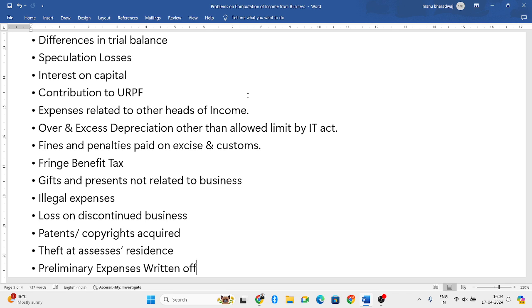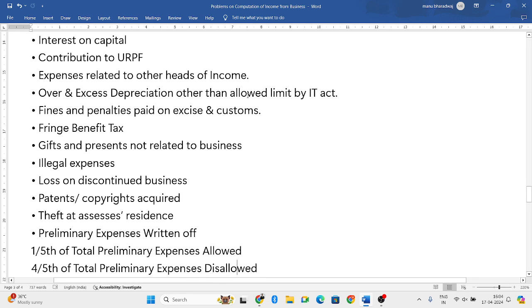Contribution to URPF. URPF is unrecognized provident fund. If the employer has contributed to a recognized provident fund, then it is admissible. If you contribute to an unrecognized provident fund, then it is inadmissible in nature.